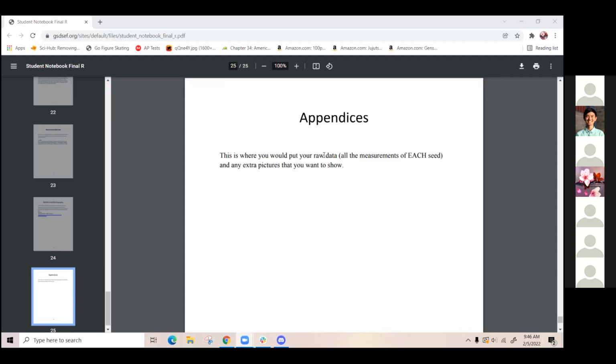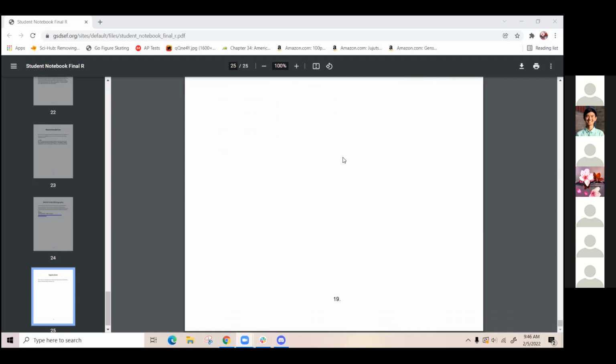So raw data for this example would be the measurements of each seed that you took. Although it's not necessarily relevant to a summarized graph or whatever average you took, it's useful to put it in the appendices, and any extra pictures that you want to show. If this was a coding project, I know that some people like to put their code in here, or at least the important part of their code. And that's the end of the notebook.